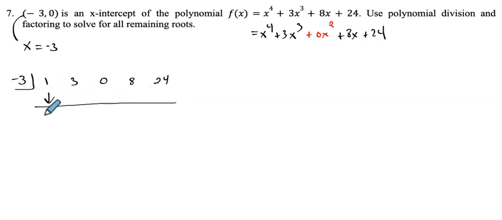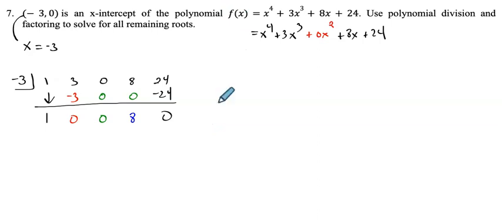And then start my process here and bring down that 1. Alright, so -3 times 1 is -3. 3 plus -3 is 0. -3 times 0 is 0, and that's 0. -3 times 0 is 0 again. And 8 plus 0 is 8, and then -3 times 8 is -24, and that gives me 0.